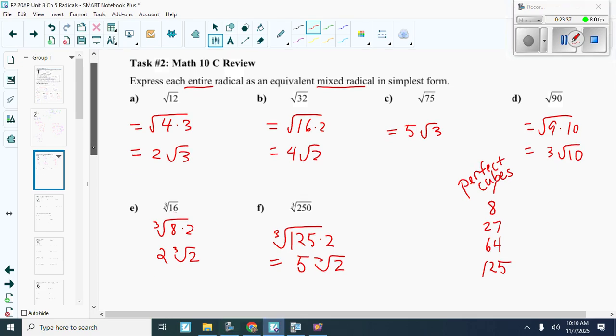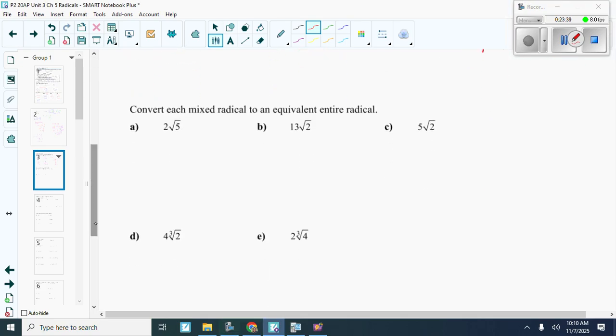The next thing. So that was our review. This is still review. Now we have to make sure that we can reverse engineer that, right? That we can do the opposite. Go from mixed radical to an equivalent entire radical. So this is where we're pushing the coefficient that's in front under the radical sign. Two ways to think about this. You choose which way you like.